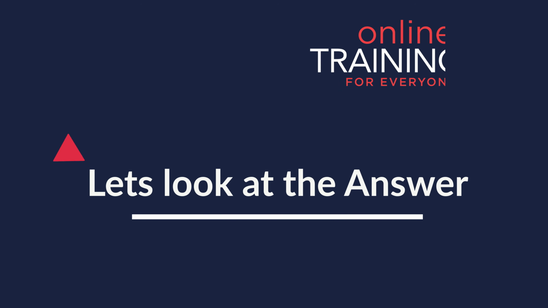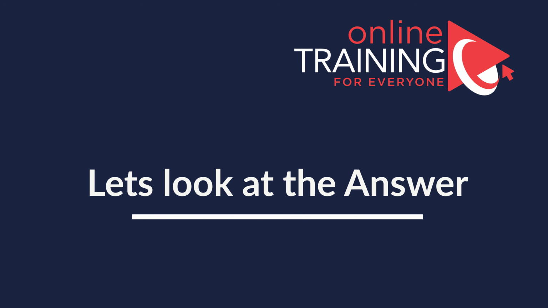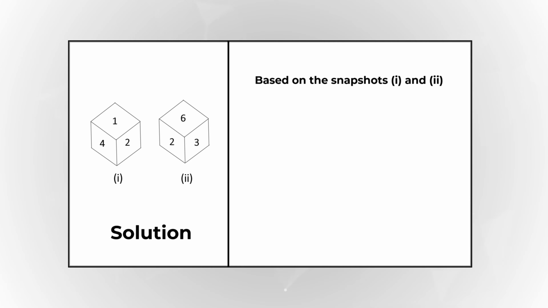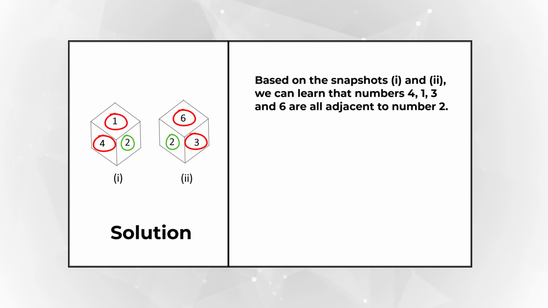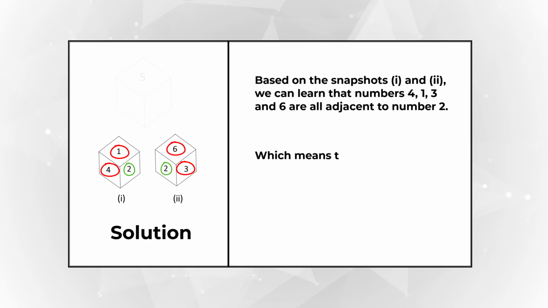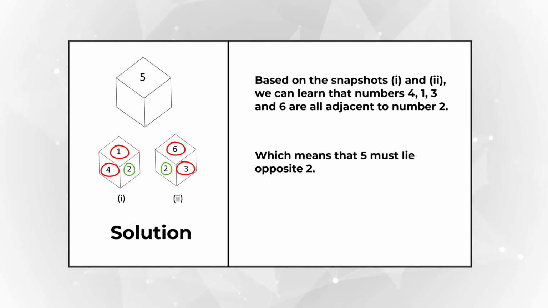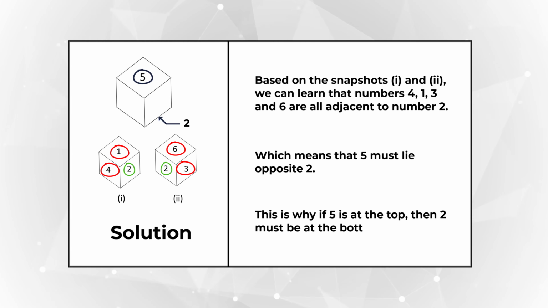To solve this challenge, let's take a close look at the dice's snapshots. Based on both snapshots, we can learn that numbers 4, 1, 3, and 6 are all adjacent to number 2. Because dice only has 6 sides and corresponding 6 numbers, based on the two snapshots, we can determine that 5 must lie opposite of number 2. This is why if 5 is at the top, then 2 must be at the bottom.